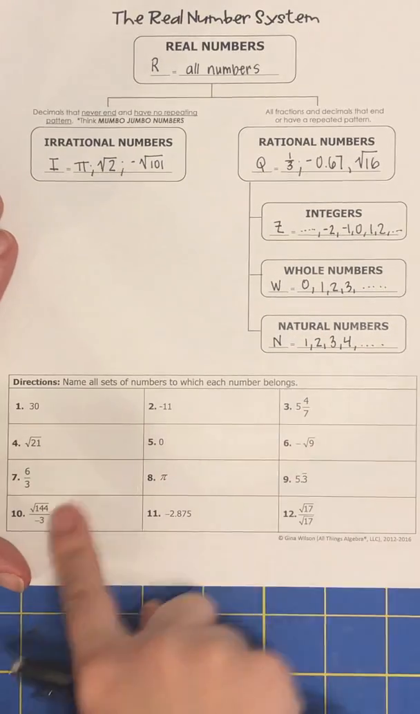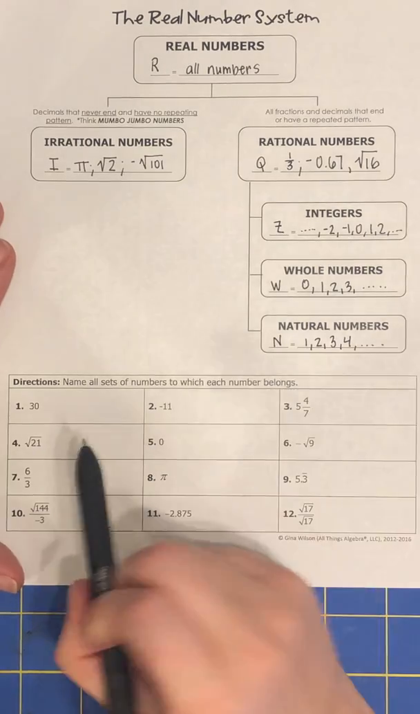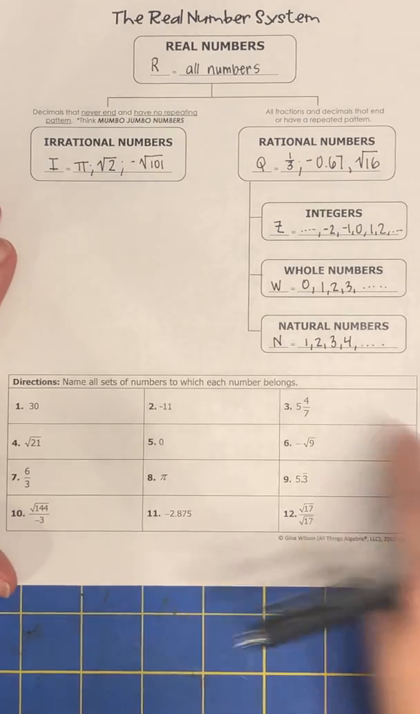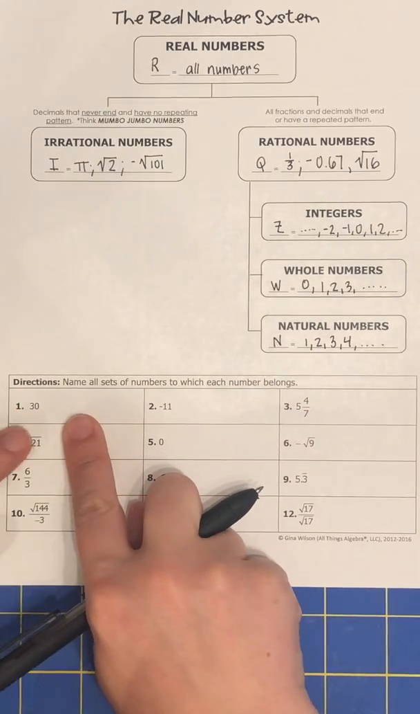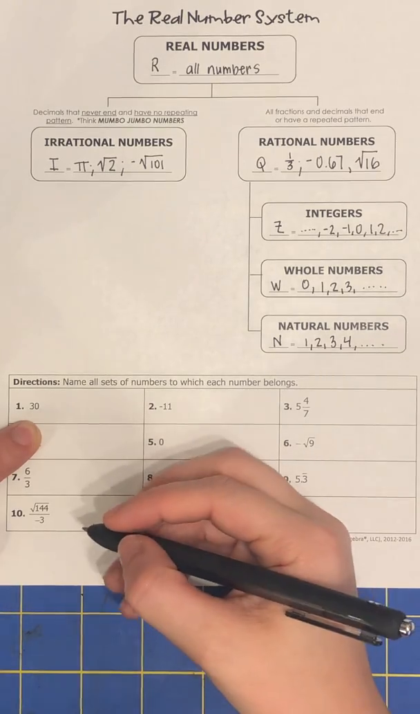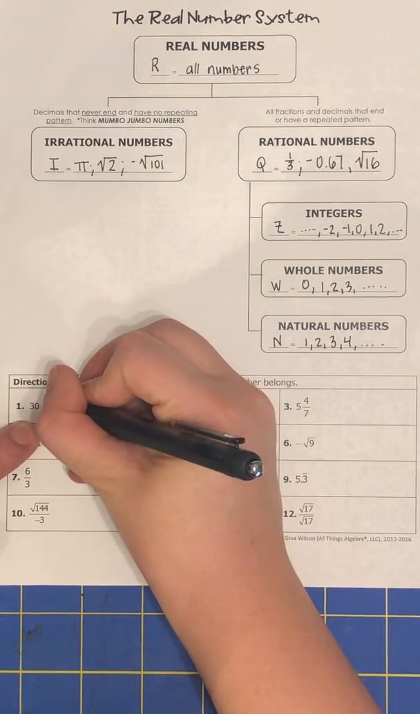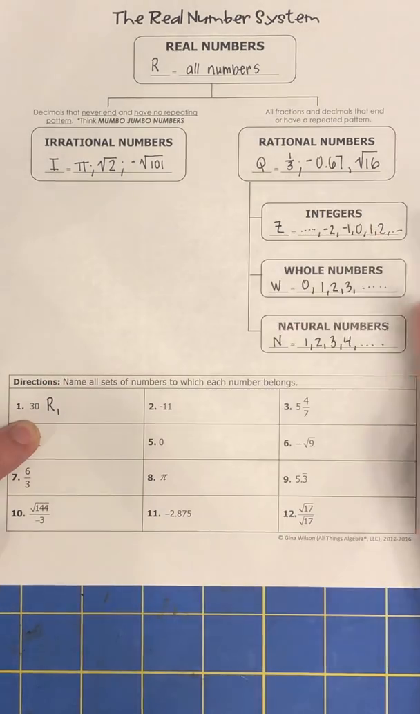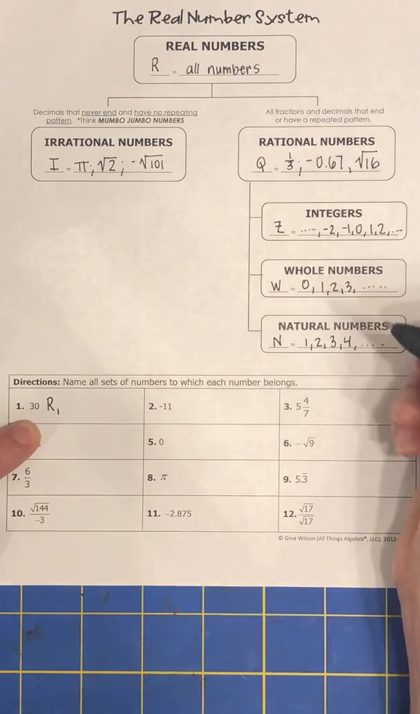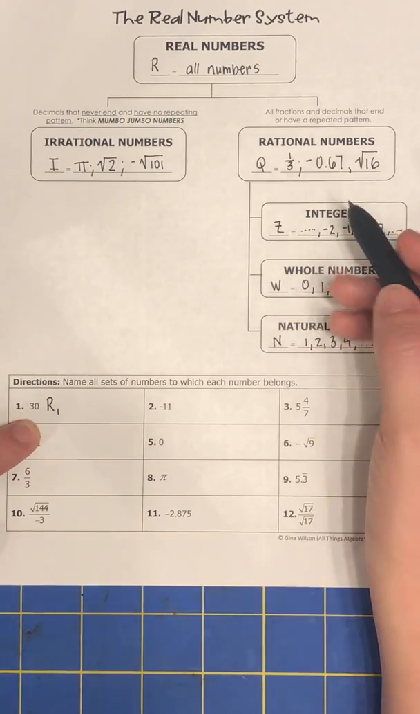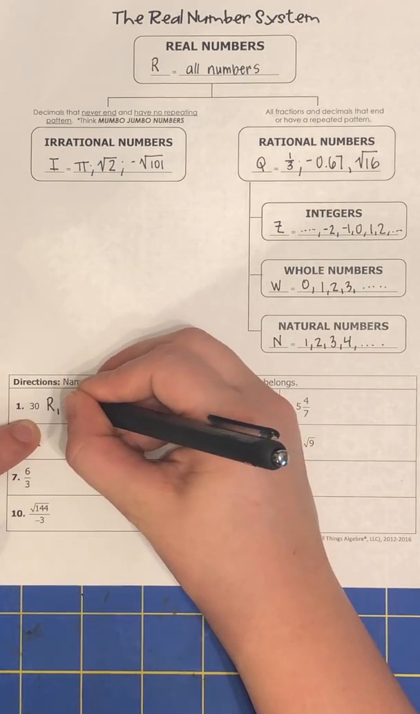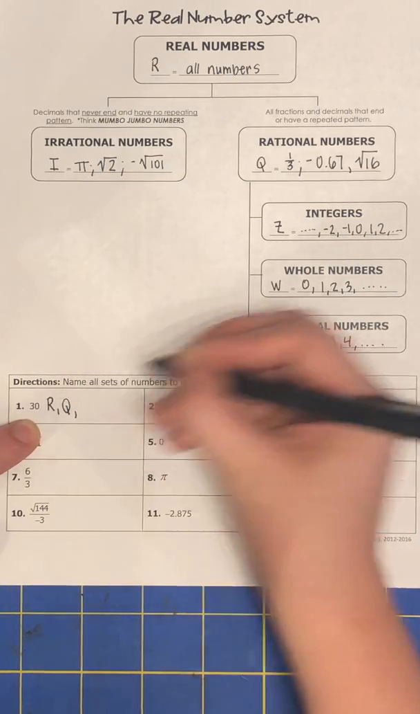Now we're going to look down here at the bottom, and it says name all sets of numbers, all sets, so they can qualify in more than one area, to which each number belongs. When we look at the number 30 here, it definitely qualifies as a real number. It is a number. It also classifies as a rational number. It's a fraction or decimal that ends or has a repeated pattern, so it qualifies. It's a rational number.